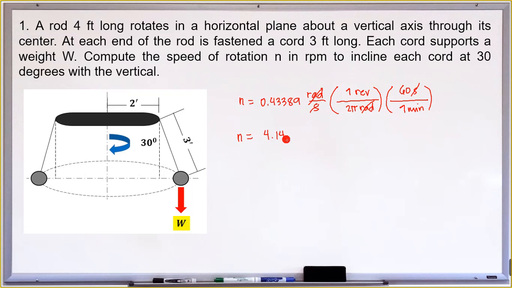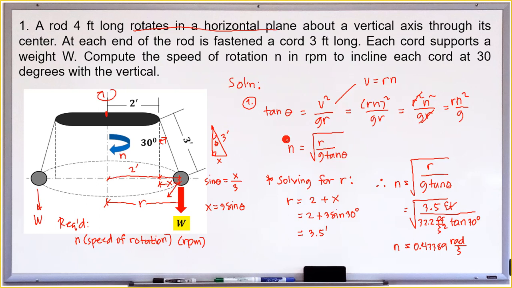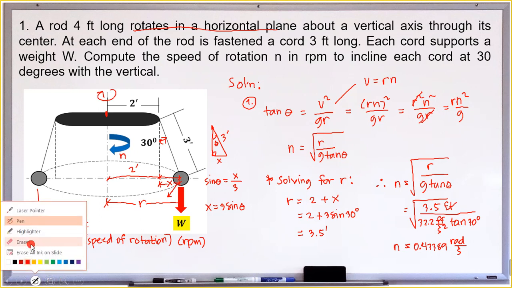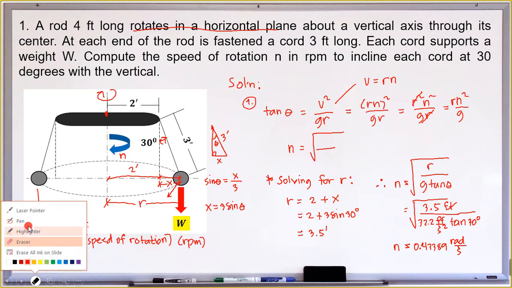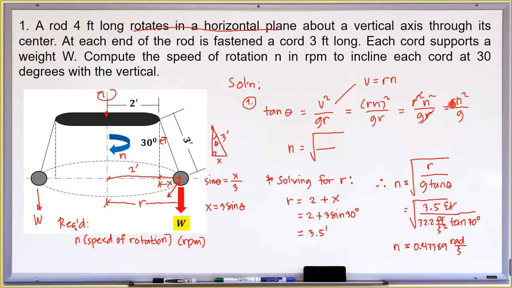Okay, sorry, this is the part I got wrong earlier. The tangent of theta was slightly mistaken. If we cross multiply, our n is equal to g tangent of theta all over r. So that was wrong.